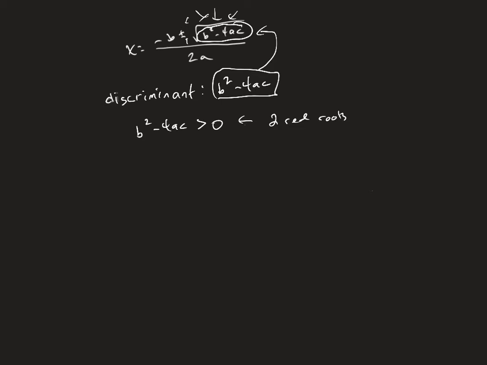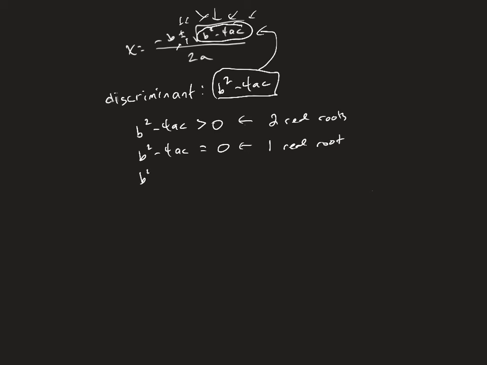Now, if the discriminant is 0, then that means you're going to be taking the square root of 0 in the quadratic formula, and the square root of 0 is 0. So when you come to add and subtract 0 from the negative b, you're only going to get one real number, and then you're dividing that by 2a. So if your discriminant is 0, then you get one real root.